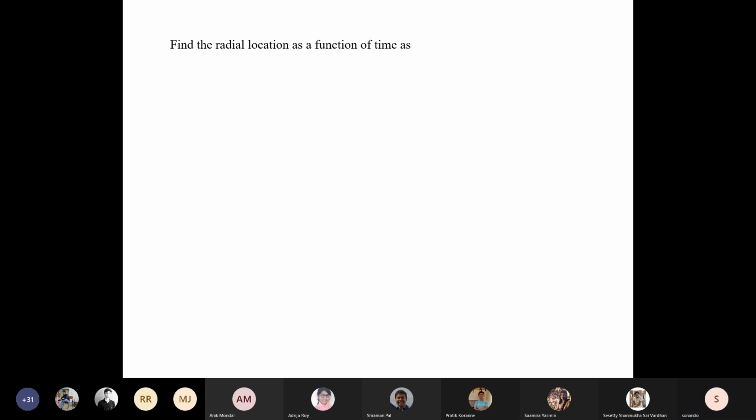Whenever you have a question, you let me know. Now, if I would like to find out the radial location as a function of time, it would simply be equal to whatever the velocity is, and from 0 to t in unit time, the distance that the downward moving particle has traversed. So this is the expression for the radial location.